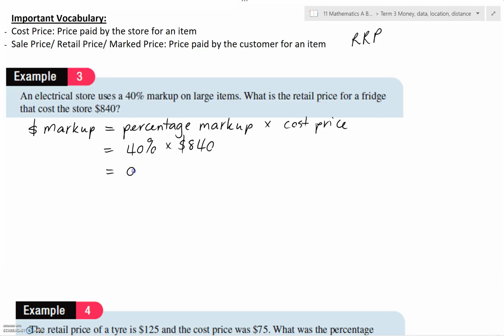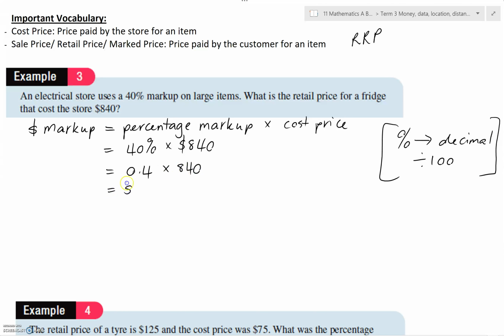You really need to convert that to a decimal because your graphics calculators do not have the function to work out percentages. So percentage to a decimal, you divide by 100. That's just if you don't remember, but that's how you do it. So 0.4 is the decimal for 40%. And you would just put that into your calculator and work out the amount. So the dollars markup that the store is going to add on to this item is $336.